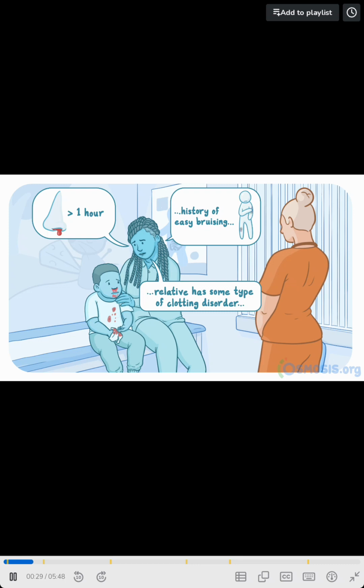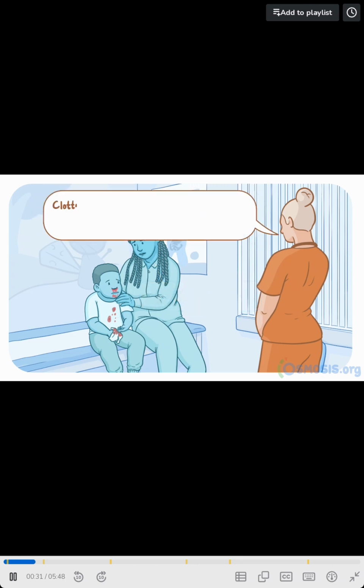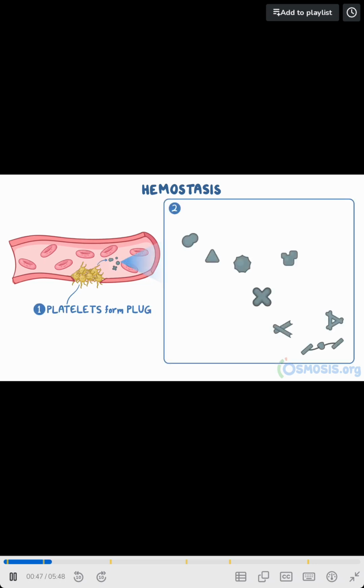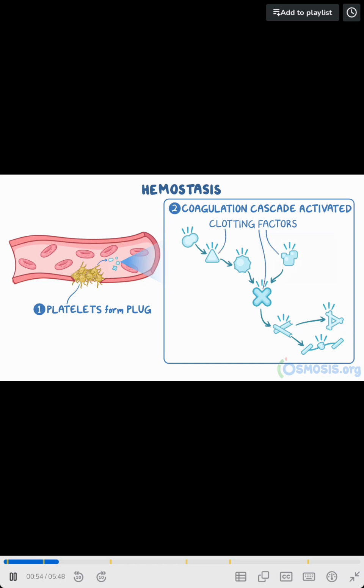Based on these findings, the healthcare provider is concerned about a clotting disorder and orders a series of coagulation studies, including partial thromboplastin time. Now, normally, bleeding is stopped by the process of hemostasis. First, platelets stick together to form a plug. Then, the coagulation cascade is activated, which involves several clotting factors that interact within the intrinsic, extrinsic, and common pathways, ultimately creating a mesh that stabilizes the clot to help stop bleeding.